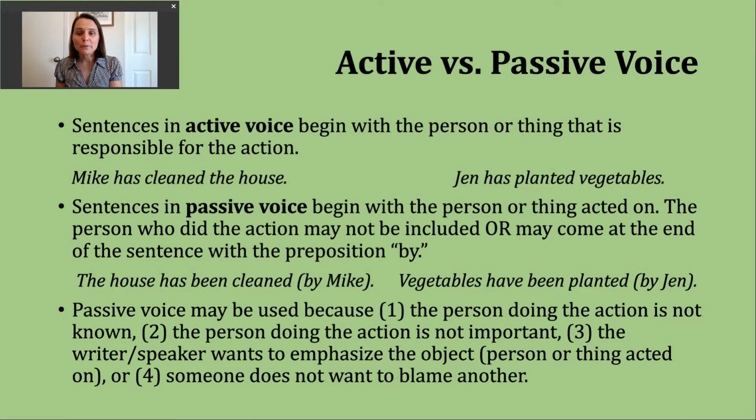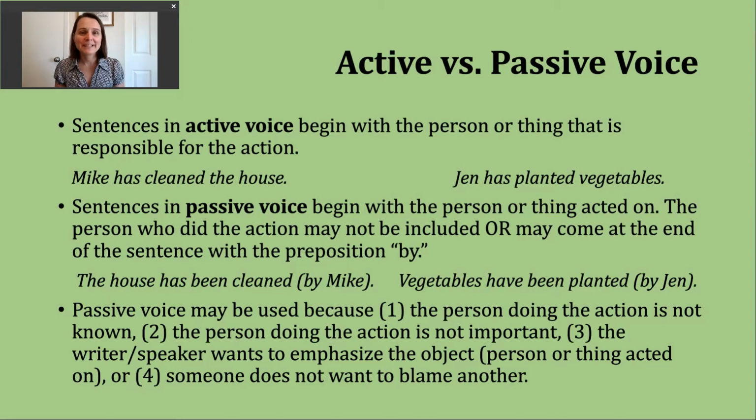With my second example, right, the vegetables received the action. They were the thing acted on. So I'm going to move that to the front of the sentence and say, vegetables have been planted. Or I could say, vegetables have been planted by Jen.